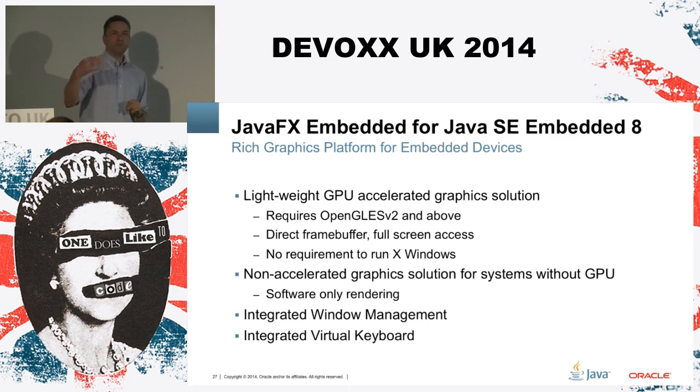So we don't support X Windows. You can't run a JavaFX application as a separate application from the desktop, but we don't see that as a problem because most people are not doing that for embedded devices. They want to talk direct to the frame buffer and have the whole display taken over by the application. If you have a system that doesn't have a GPU, then we also have a software fallback, so we can do the rendering in software only without using the GPU. Integrated window management, integrated virtual keyboard, those are all available.